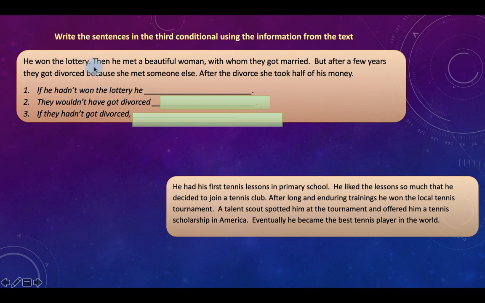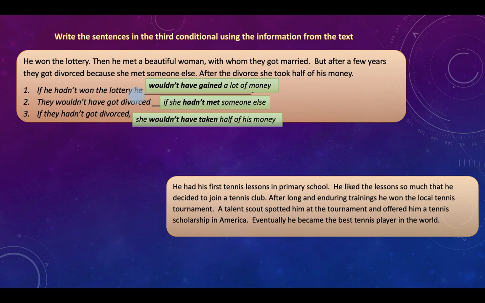He won the lottery, then he met a beautiful woman with whom they got married, but after a few years they got divorced because she met someone else. After the divorce, she took half of his money. Let's look at the sentences. If he hadn't won the lottery, he wouldn't have gained a lot of money. They wouldn't have got divorced if she hadn't met someone else. If they hadn't got divorced, she wouldn't have taken half of his money.